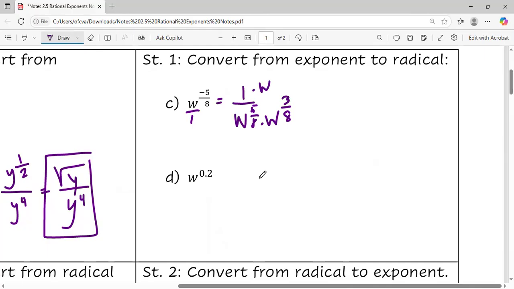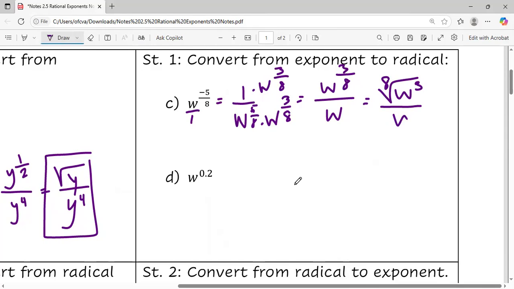And you got to do the same thing in the numerator. So this becomes w to the 3/8 over w, because when you add the 5 and the 3, 8 divided by 8 is 1. Now, we got to change this to radical. Remember that the index is always your denominator. So that's the 8th root of w to the 3rd, and make sure you learn how to read it correctly, over w. There's no "square root, 8 root," like some of you guys read it. It's the 8th root, the index first, 8th root of w to the 3rd power over w, and that's your final answer.